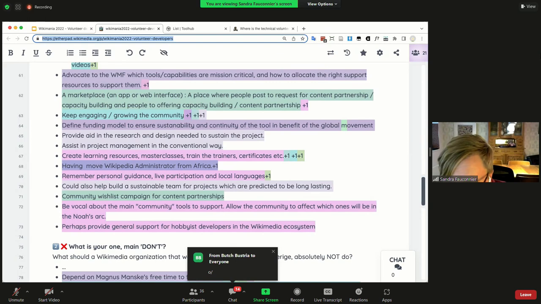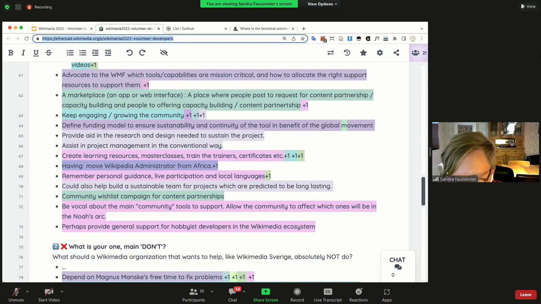In the meanwhile, I already see two questions in the chat. How many paid developers are currently working at the tools you collected in the Toolhub list, or in general at Wikimedia project related tools? That is a really excellent question, and I actually do not know. And that is probably something we should be counting as well.